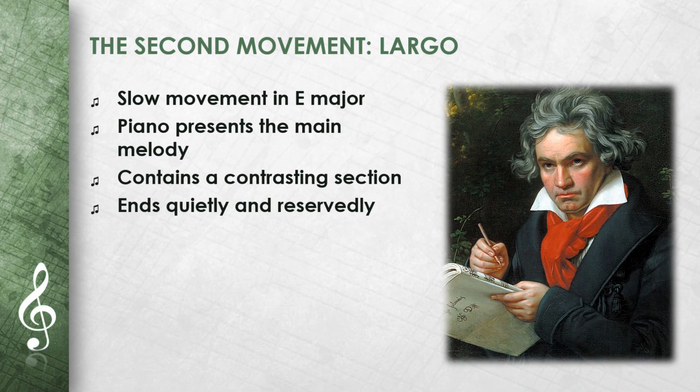The slow second movement is in E major. It has a calm, song-like character. The piano plays a leading role and presents the main melody. The orchestra usually accompanies it in a restrained manner. In the middle of the movement there is a contrasting section. After that, the main theme returns. The movement ends quietly and restrained. It shows Beethoven's ability to compose expressive melodies.